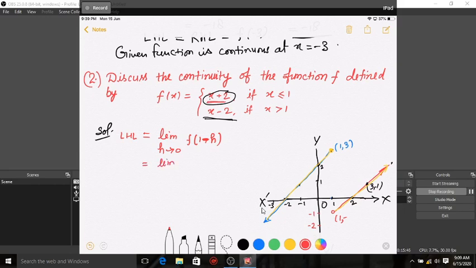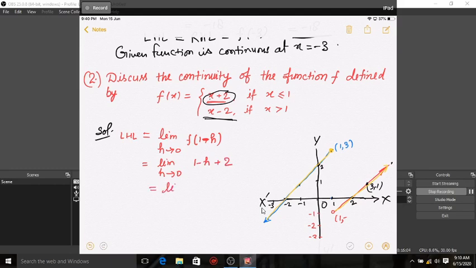So limit h tends to 0 of (1 minus h) plus 2, so its value is limit h tends to 0 of 3 minus h, so its value is 3.